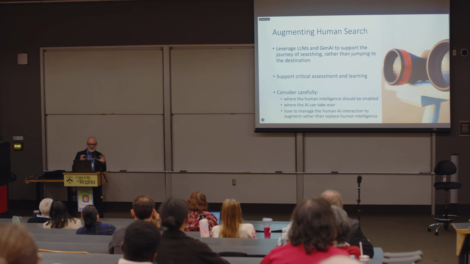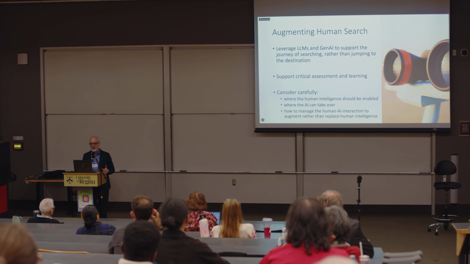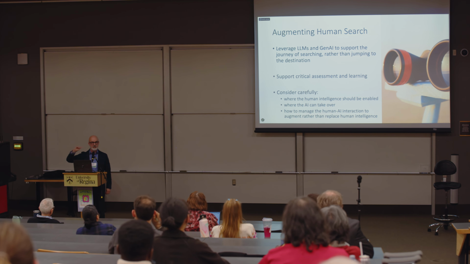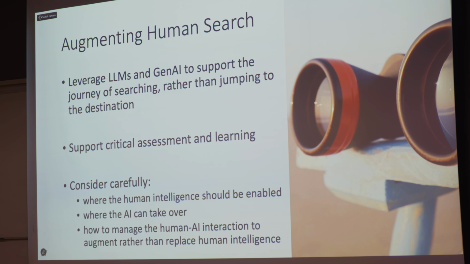So we want to leverage large language models, leverage generative AI to support the journey of searching rather than jumping to the destination. We don't want students to get to the answer and just pull the answer out and walk away. We want them to go through this process of searching. So supporting critical assessment and learning, and then carefully considering balancing this human intelligence and making sure that we still enable that. Where can the AI take over? And then how do we manage this interaction between humans and AIs and letting the human be the controller of things?